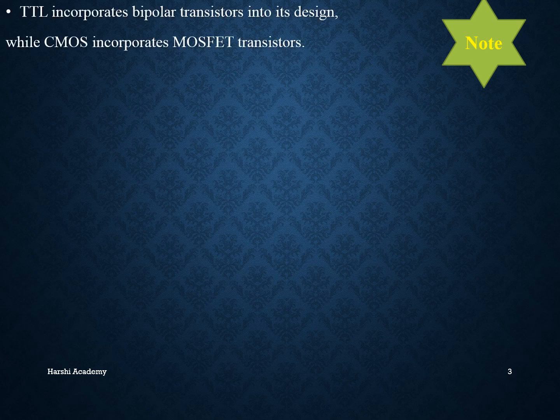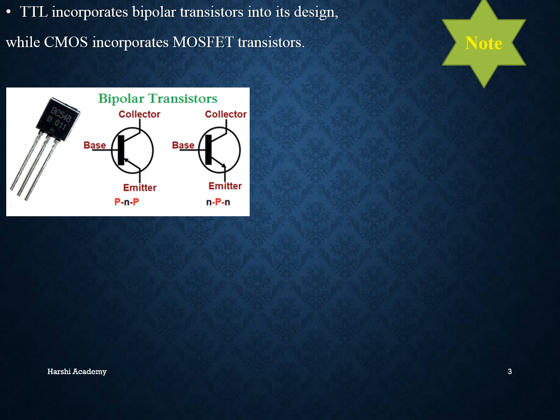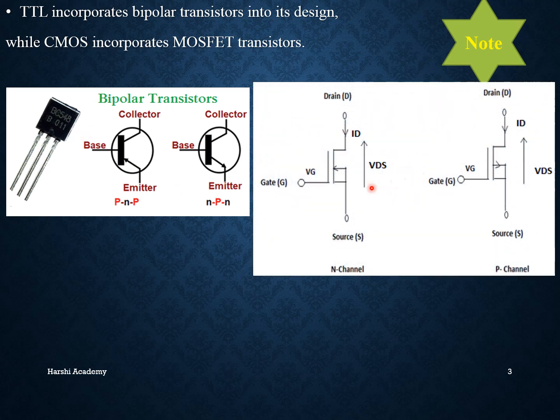Note: TTL incorporates bipolar transistors into its design, while CMOS incorporates MOSFET transistors. This is the bipolar transistor, PNP and NPN. And this is the MOSFET transistor, N-channel and P-channel. Do not worry about these terms. You will be able to learn more if you study more in digital electronics.